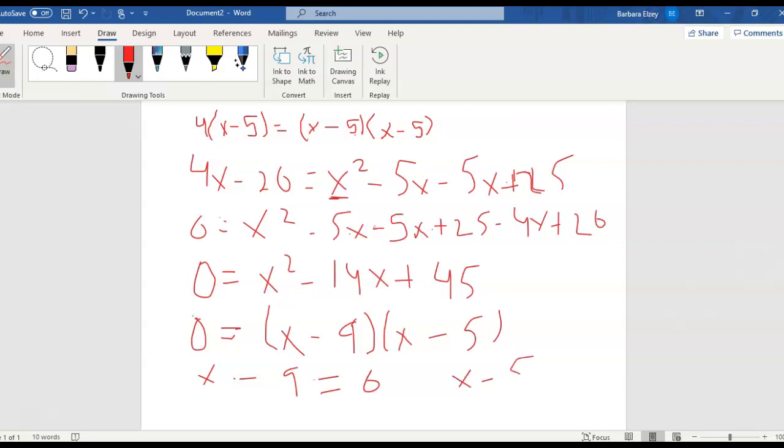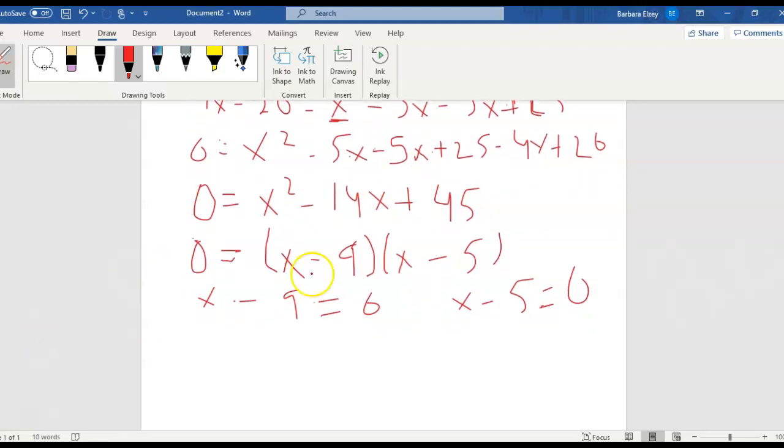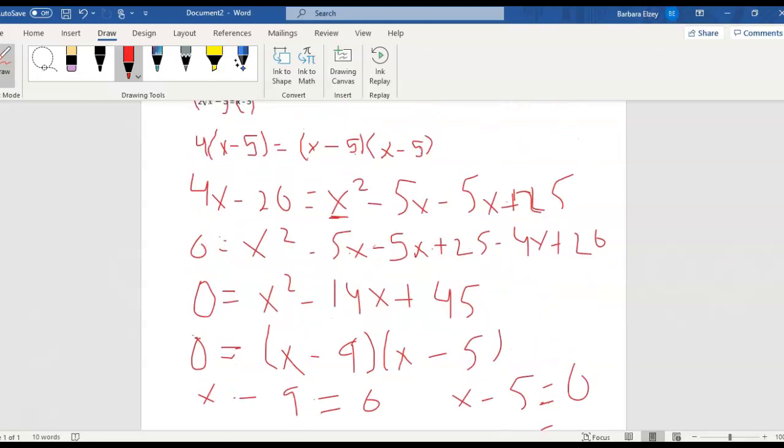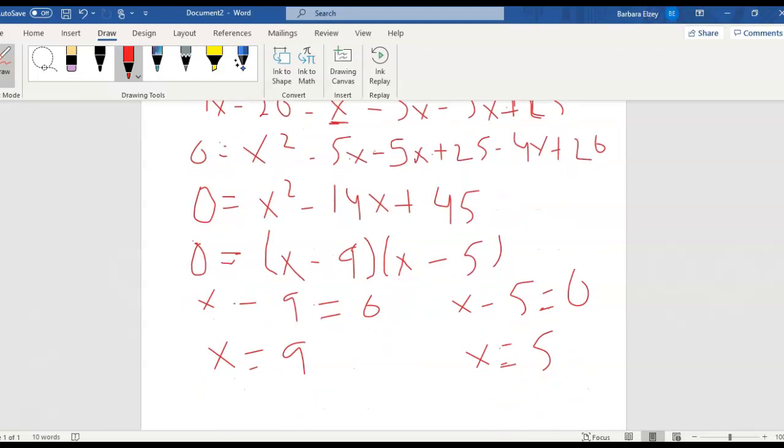Now my zeros keep looking like 6s. All right, so just taking our 9 to the other side of the equation, we're going to get x equals 9. And then taking our 5 to the other side, we get x equals 5. And remember, with these radical equations, we have to go back and check our answers because some of them might not work. So let's start with the 9.